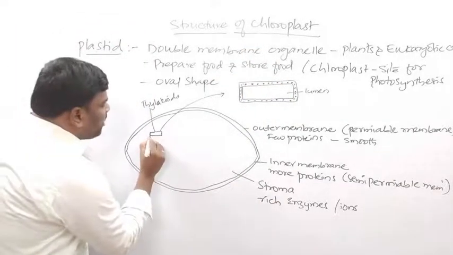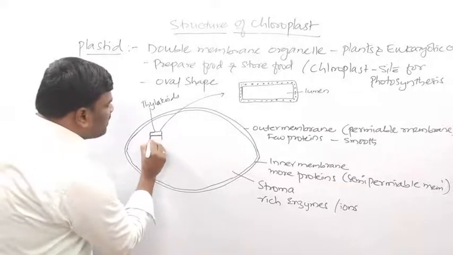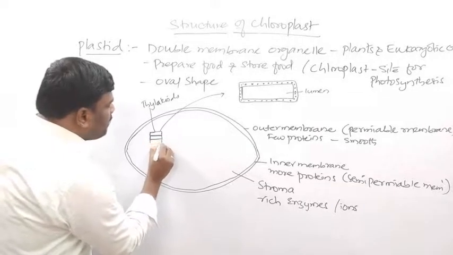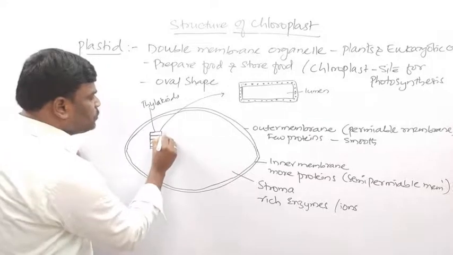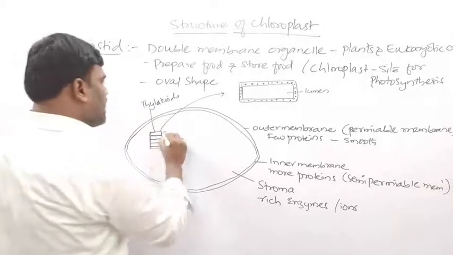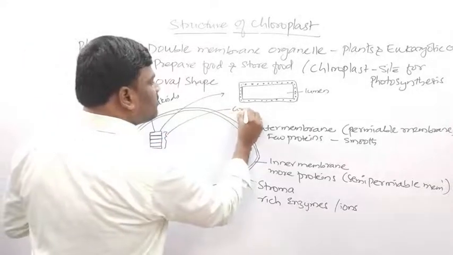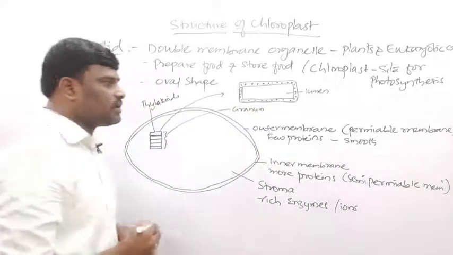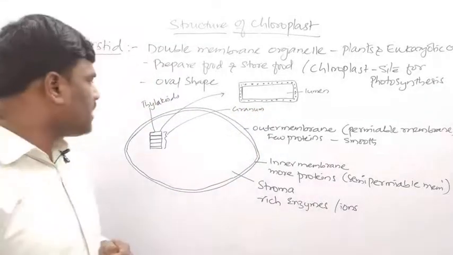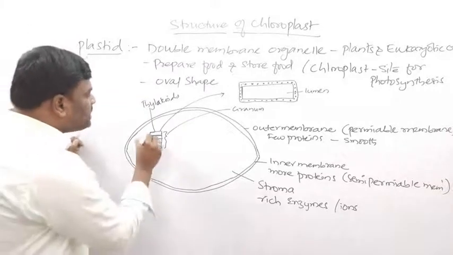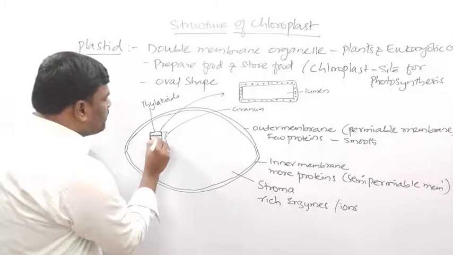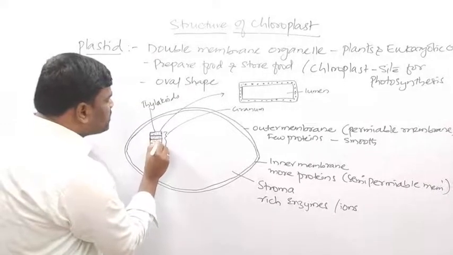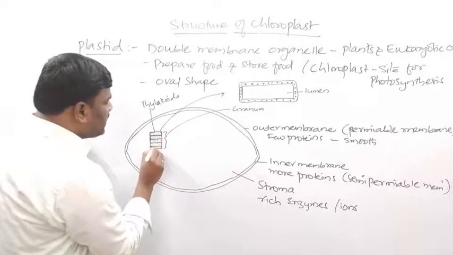And these thylakoids are arranged like a pile of what, children? Coins. Like a pile of coins. So this pile of coins together we call grana, or granum. Isn't it, children? It is called what, children? Granum. Okay, so inside this, what, children? It consists of chlorophyll pigments. There are a number of such thylakoids, children, inside the stroma.